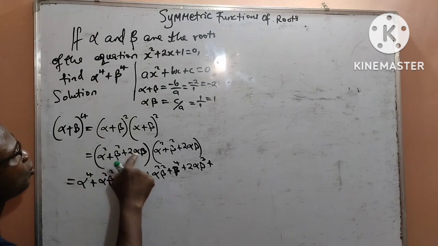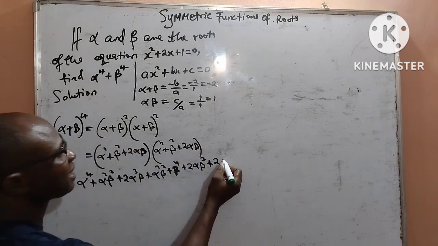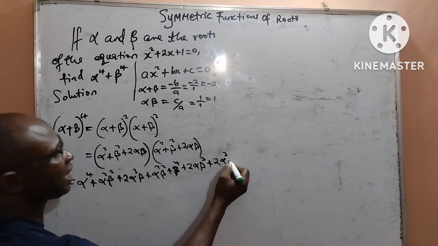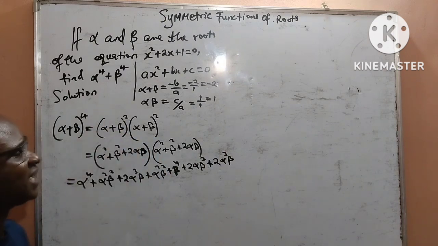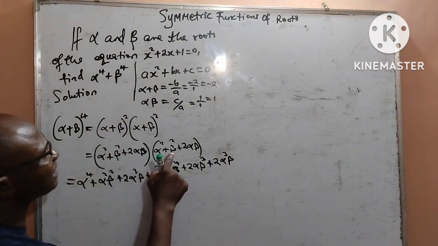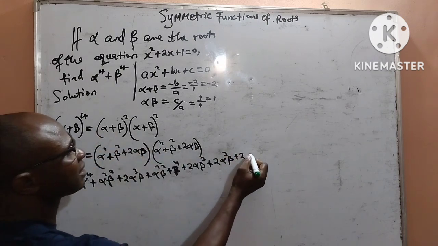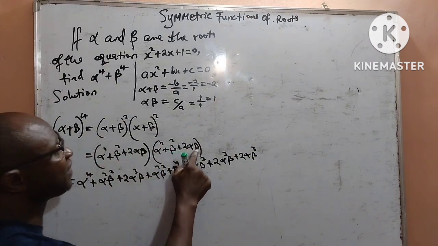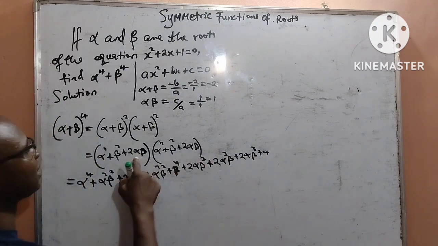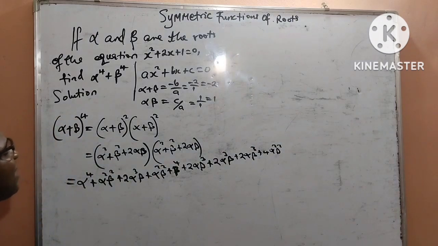Keep on watching. Now 2 alpha beta times alpha squared is going to give me 2, then alpha to power 3, then beta. Why? Because alpha is power 1 here, while alpha here is power 2. Next, 2 alpha beta times beta squared is going to give me 2, then alpha beta cube. Next, 2 alpha beta times 2 alpha beta is going to give me 4, then alpha squared beta squared. Very beautiful. We have now multiplied the two brackets. Mass is life.